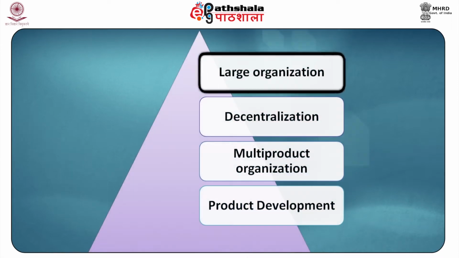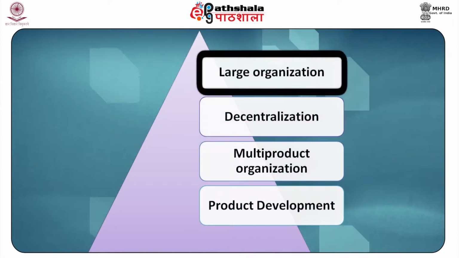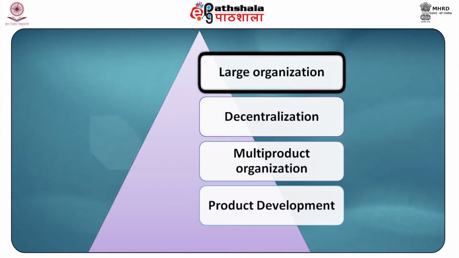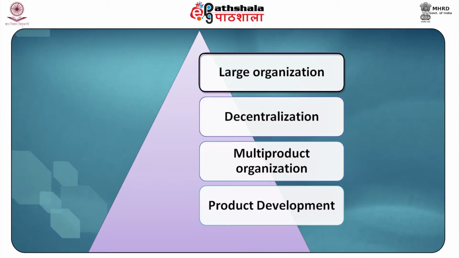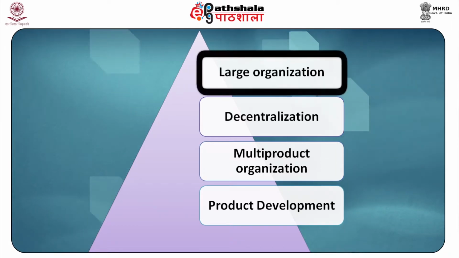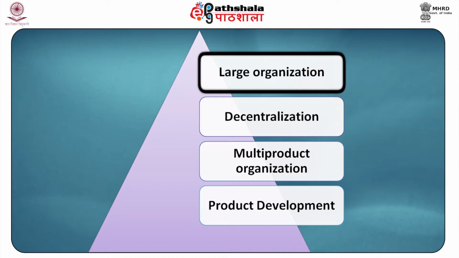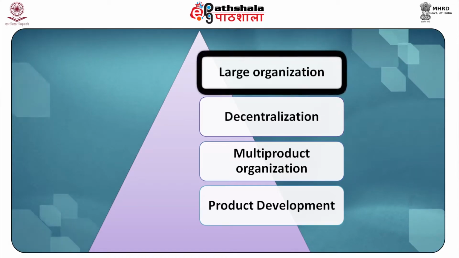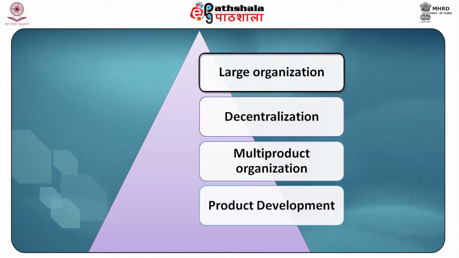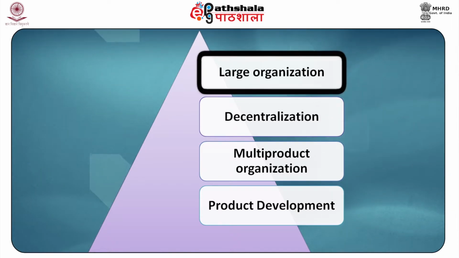The first characteristic is large organization. Product structure is most suitable for large and complex organizations. The large organizations are divided into small units on the basis of products being manufactured or sold by the organization. Thereafter, each small unit or the product divisions are responsible for their own profits and losses.